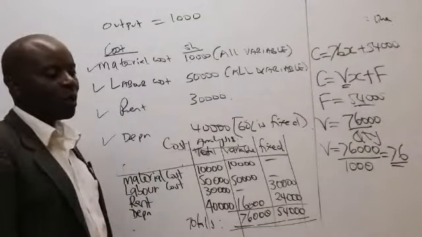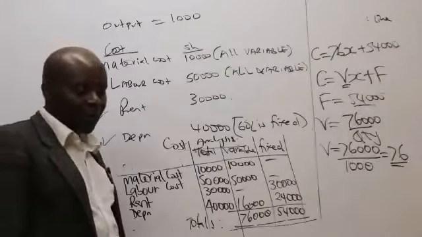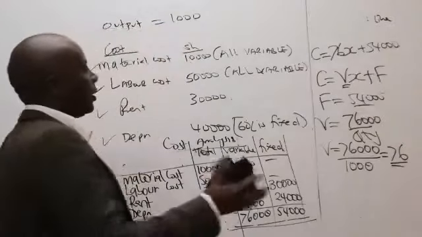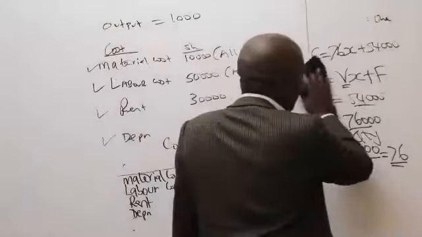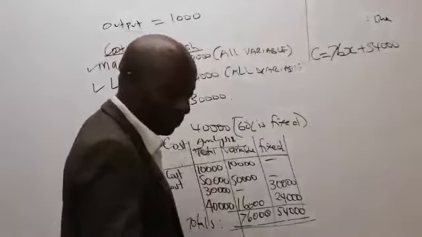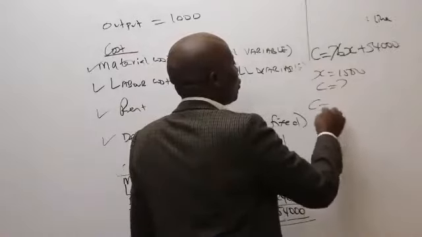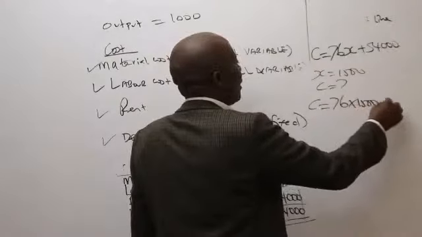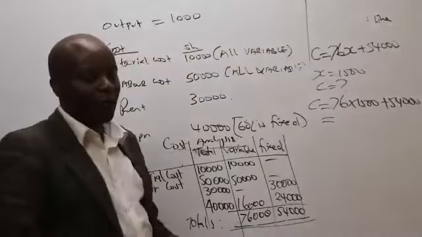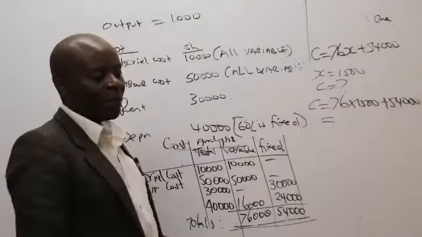With this cost equation, we can very easily use it to do a prediction. So I'll ask myself this simple question: what will be the total cost when X is 1,500? My total cost will be 76 times 1,500 plus 54,000. Could you kindly give me an answer there? What do we have? Somebody there?